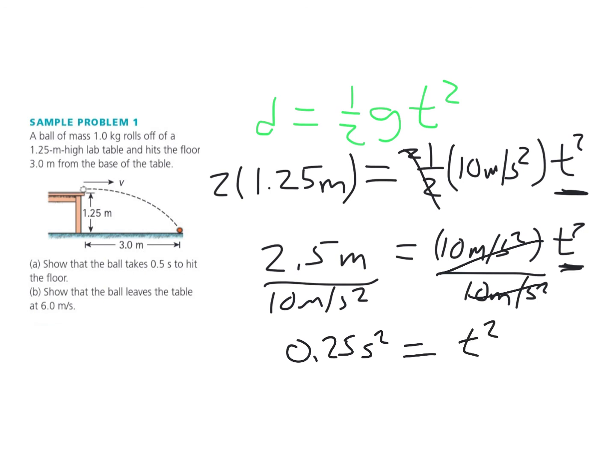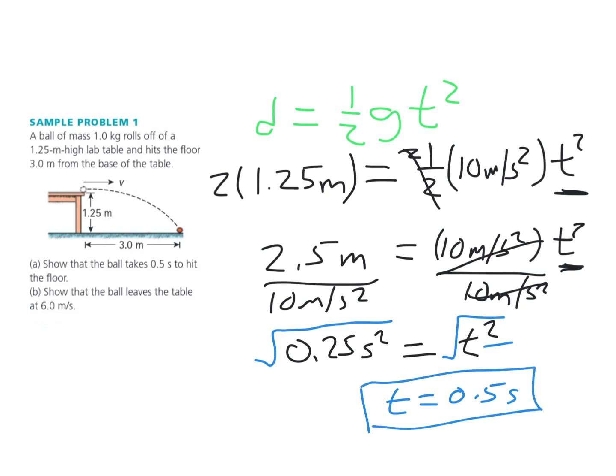To get t by itself, not t squared but t, we simply take the square root of both sides. When you take the square root of 0.25, you get 0.5. You take the square root of seconds squared, the squared goes away, you get seconds, and the squared goes away over here on the right, and so you end up with t equals 0.5 seconds. And that is the answer for part A.